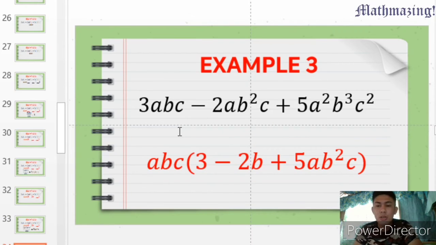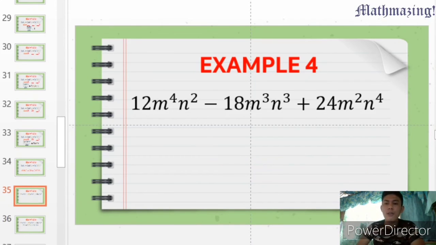Therefore, the factors, or the factored form, of 3abc minus 2ab squared c plus a squared b cubed c squared is abc times the quantity of 3 minus 2b plus 5ab squared c. Okay, so ganun lang siya kadali.